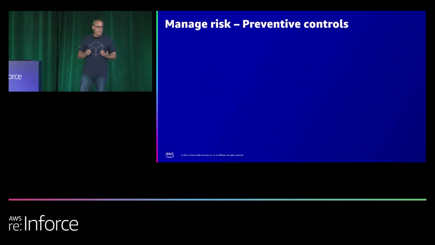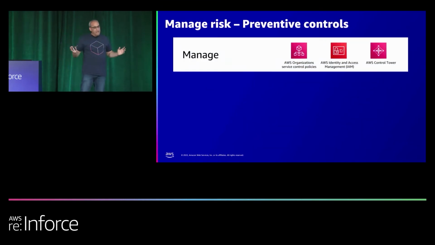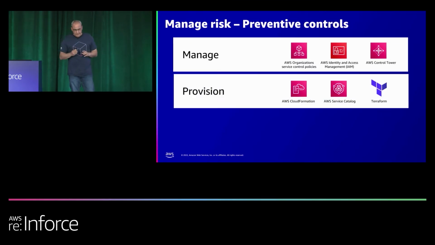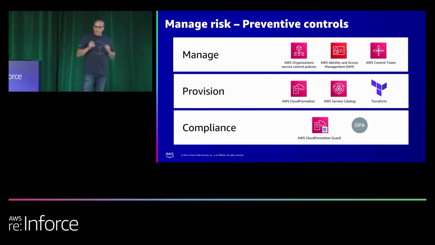There are some things you could do for preventive controls in AWS. We have this category of manage. You can take advantage of service control policies in AWS Organizations, IAM roles and policies, and even Control Tower helps with that. Then you can also take advantage in the provisioning stage of things like CloudFormation, Service Catalog, and some partner tools like Terraform, so that you can standardize the way you provision infrastructure and make sure that it is provisioned within the limits of your compliance requirement. And then in the compliance side, you can take advantage of things like CloudFormation Guard, OPA with the Rego language, to define those controls for preventive compliance so that things are not created that are out of the requirements for your compliance regime. So that's preventive controls.